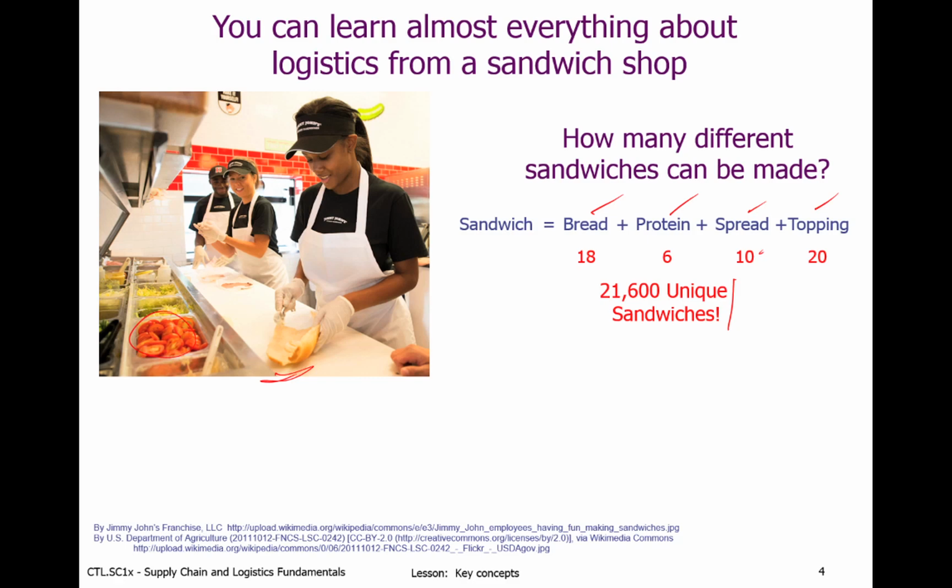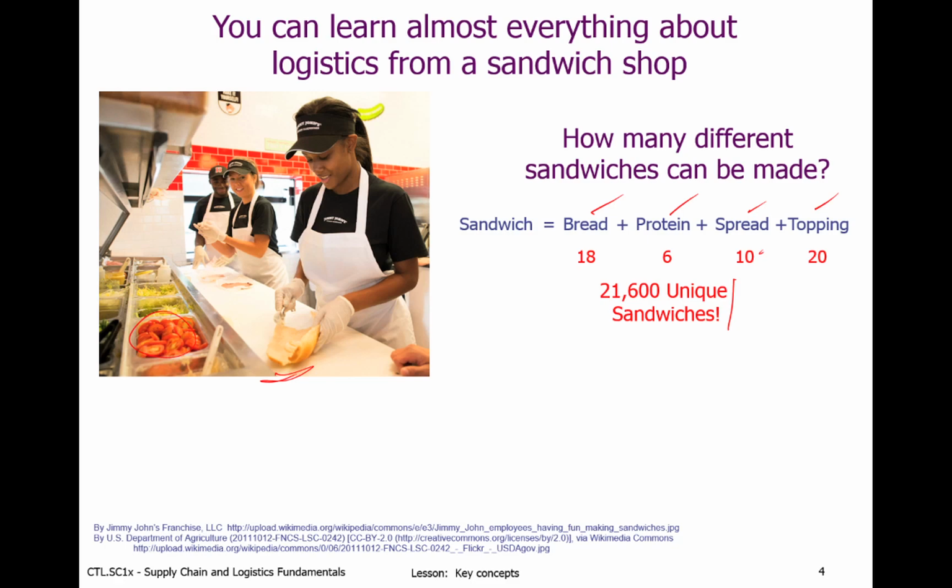And that's only considering if I only have one topping. If I allow you to have 2 toppings, like lettuce and tomato, then that goes up to over 400,000. And if you look at the real total number, if I look at any combination, it exceeds 1 million. So you have all these different types of sandwiches.